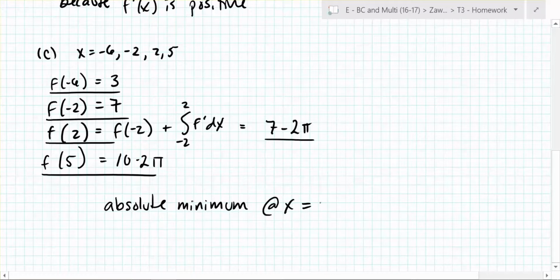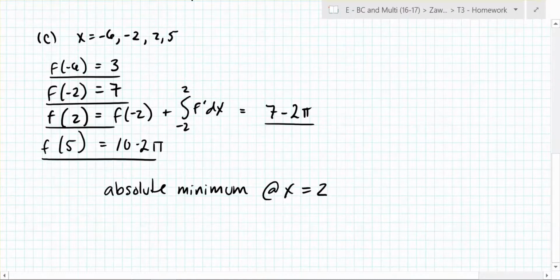And it's asking us for the actual f value, so you have to state that f of 2 is going to equal 7 minus 2 pi.